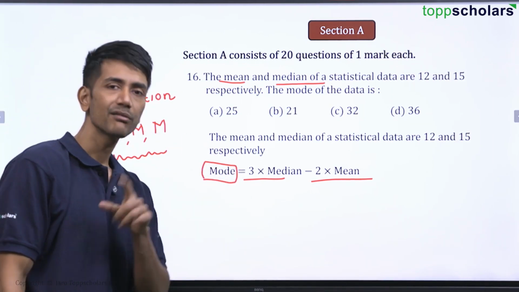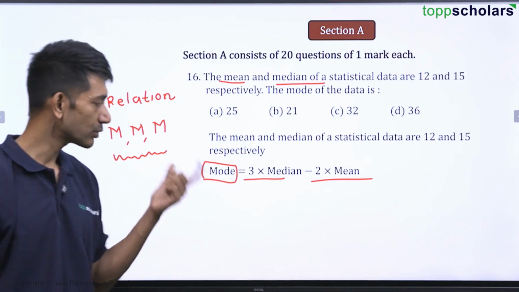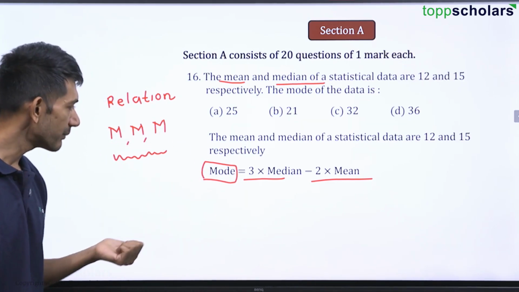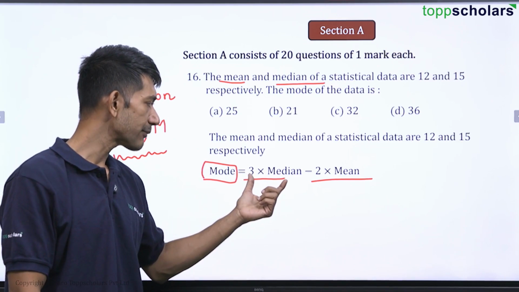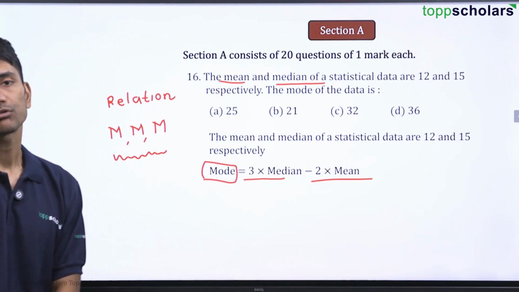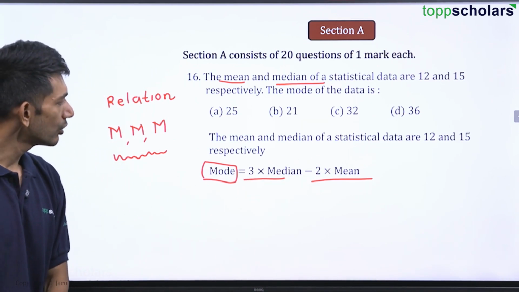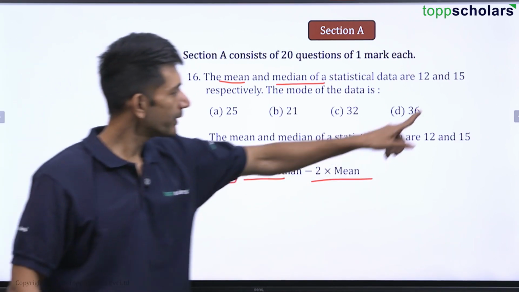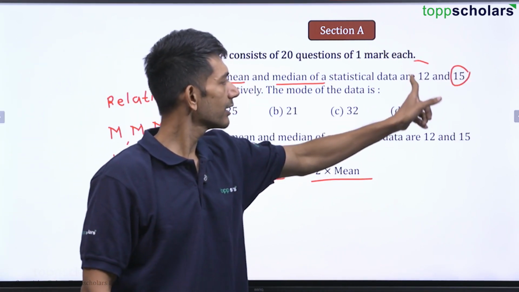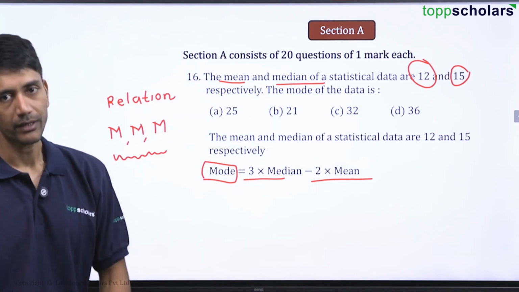Children, write this formula somewhere because you might have questions based on this, and if you forget this, it might become difficult. So mode is 3 times median minus 2 times mean, correct? Do we have median? Yes, we have median. Do we have mean? Yes, we have mean. Can we put the values? Yes, we can put the values.